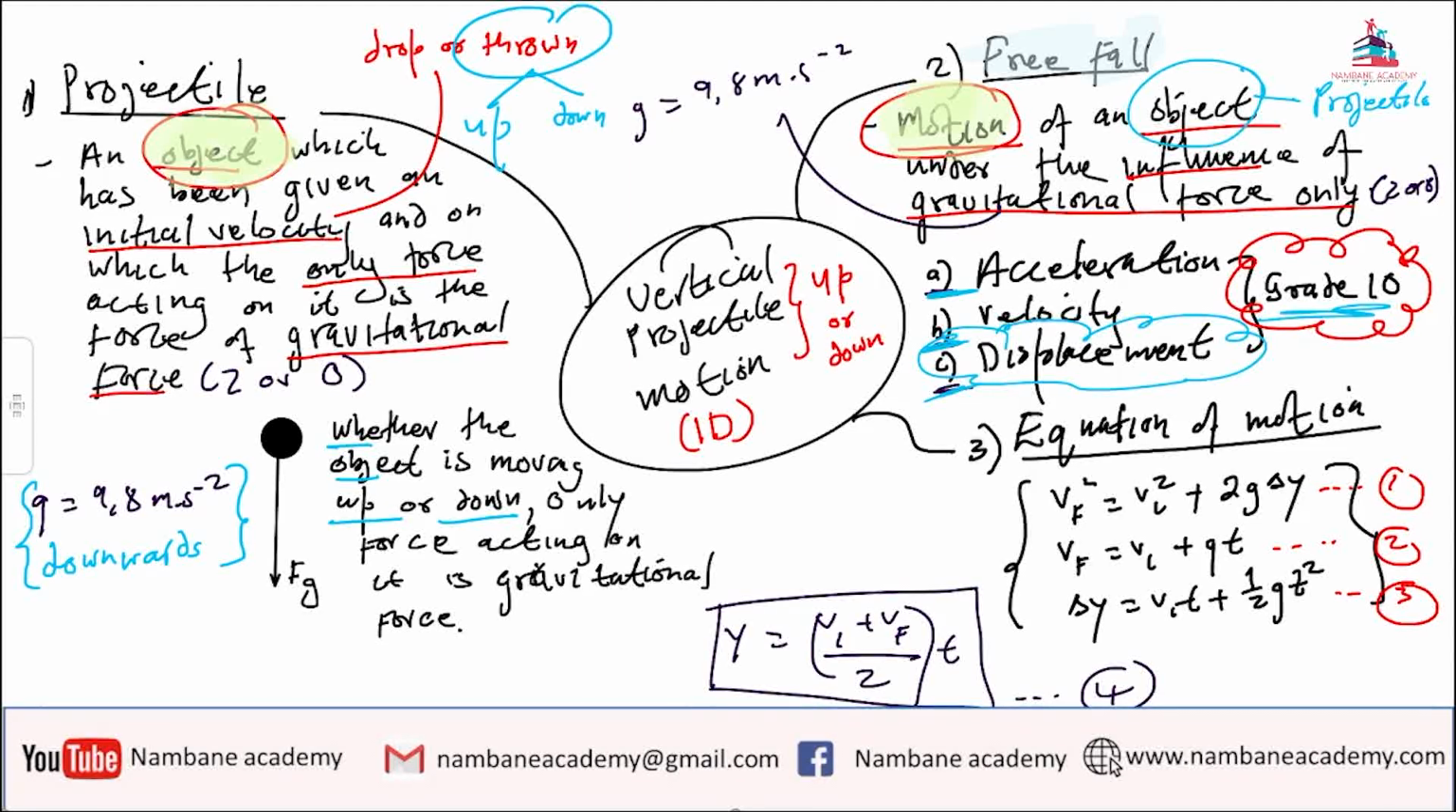However, we are going to be exposed to what we call equations of motion. Equation 1: Vf is equal to Vi plus gt. Equation number 2: delta y is equal to Vi t plus half g t squared. And Vf squared is equal to Vi squared plus 2g delta y. Fine. But now there's this equation number 4.